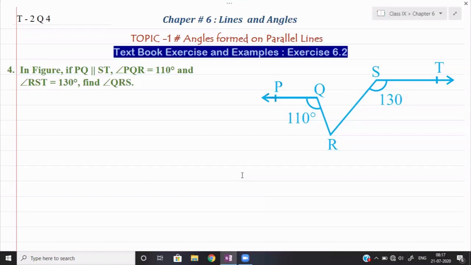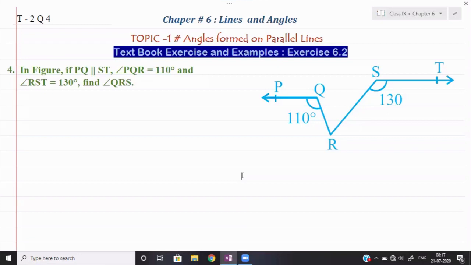I hope you have not forgotten the concepts we covered in the last session, for example, corresponding angles, alternate angles, and interior angles. If you have any doubt or if you missed some concept, you can go back and see the previous videos. Now we are going to start the fourth question.